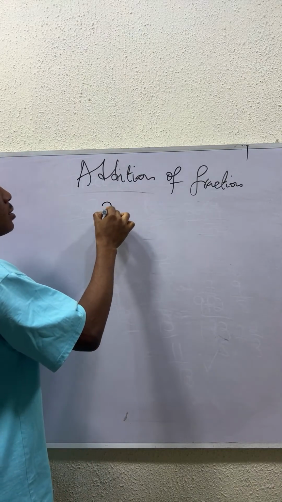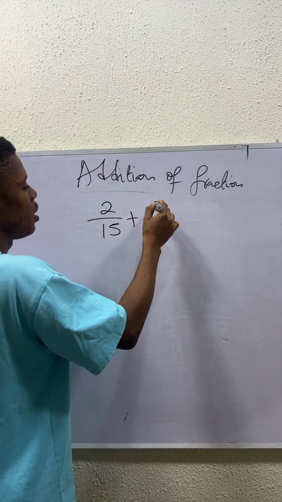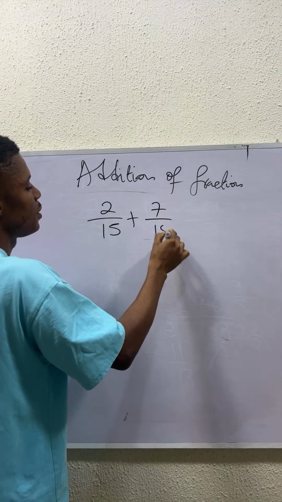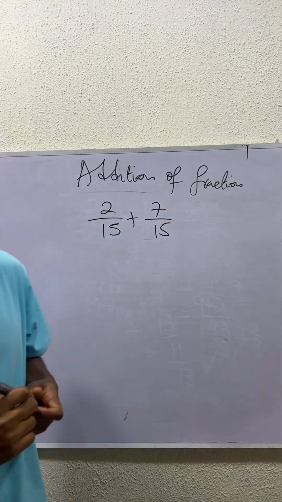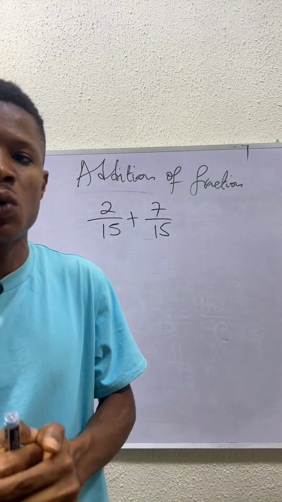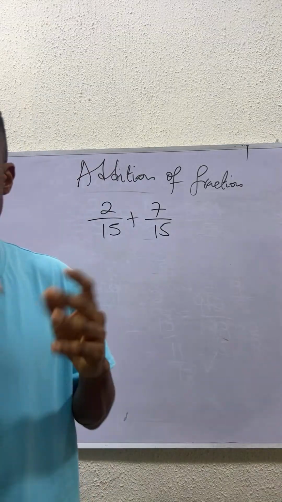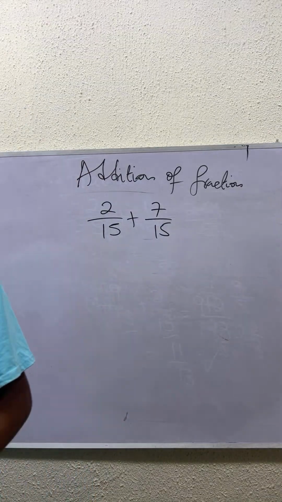Let's look at 2 over 15 plus 7 over 15. What do we do? First thing we have to look at is whether they have the same denominators. Look at the fractions.